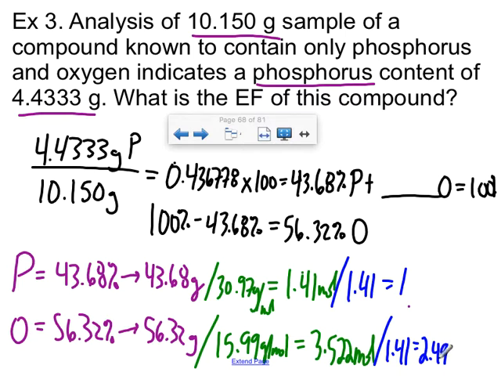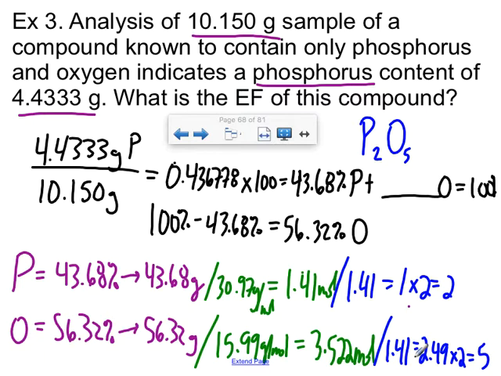But I can double this number and get to a whole number. So if I take this times 2, I get 4.99, which is pretty close to 5, so I'm just going to write 5. And I multiply the bottom number by 2, so that means I got to multiply the top number, or all the other numbers, I should say, by 2. So I get 2. So my answer is phosphorus 2, and then oxygen, and there's 5 of them, diphosphorus pentoxide.